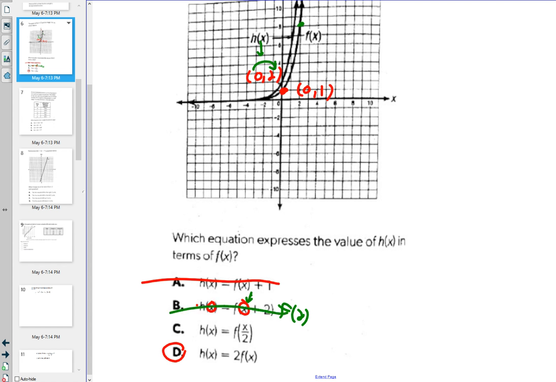Okay. Now we're left with these. And okay, this can get a little tricky here because if I put in a 0 for this one, actually never mind. I take it back. It's not going to be tricky. What's 0 divided by 2? It's still 0, right? So is h at 0 the same as f at 0? No, they're not. One of them is at 1 and one of them is at 2. So it can't be that one either.